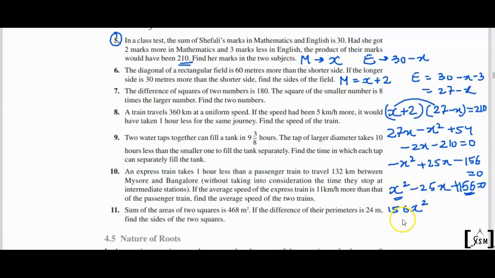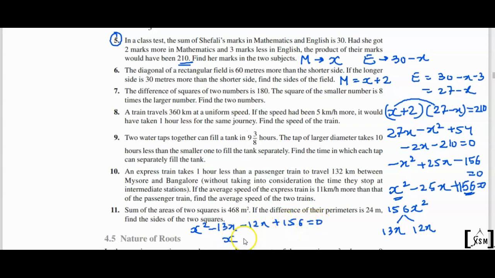So what factors can give minus 25x? Let me tell you, it should be 30 and 12x. Okay, so let's simplify that. x square minus 13x minus 12x plus 156 equal to 0.